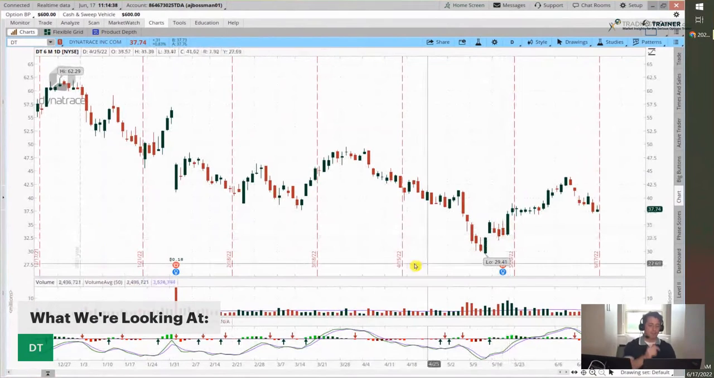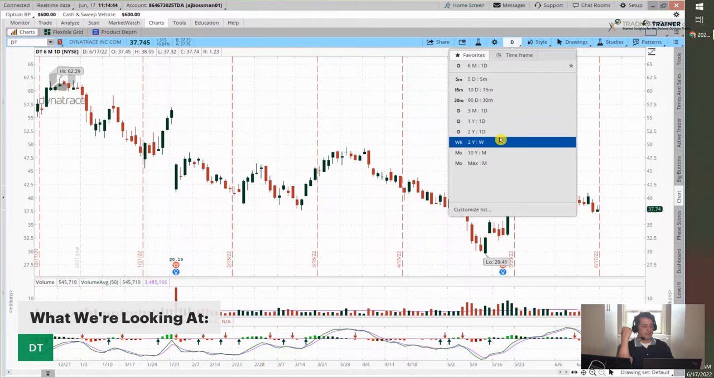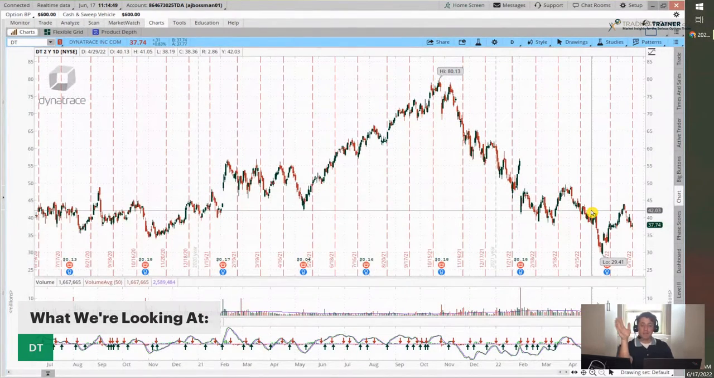Dynatrace actually came to my attention through one of our tools, and I'm going to pull this up on the screen here. I'm going to zoom out. You can see that Dynatrace has fallen off of their highs, like many tech stocks have. By the way, Dynatrace is a tech stock. They're kind of a software company that specializes in taking some of the more complicated stuff, like programming on AWS or Azure or all these cloud sites that require a computer science expert to figure out, and putting layers of software above it so that the average small or medium business could figure out how to do that.